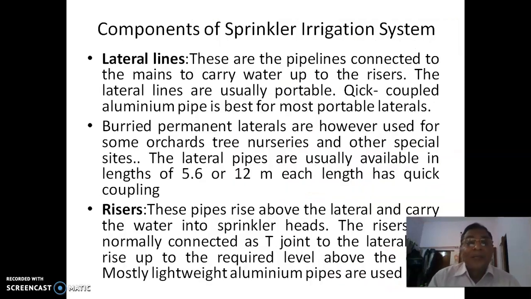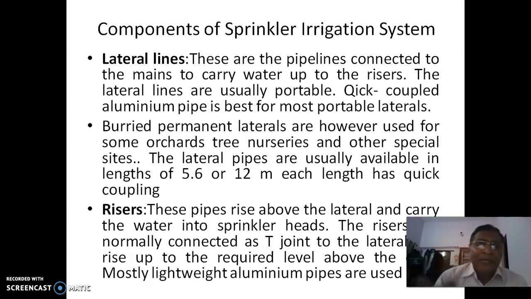So now we have seen that the lateral lines are the pipelines connected to the mains to carry water up to the risers. The lateral lines are usually portable, quick coupled. Aluminum pipe is best for most portable laterals. Generally these laterals are movable. They should be movable, because only the main pipeline, if permanently laid, is okay, but laterals many times have to be removed and fixed somewhere else. You cannot fix laterals underground in many cases.